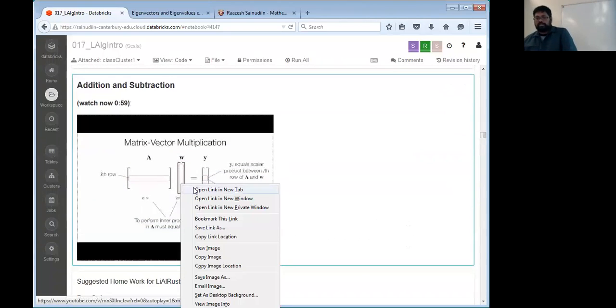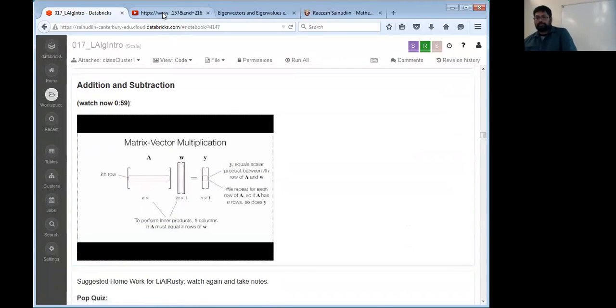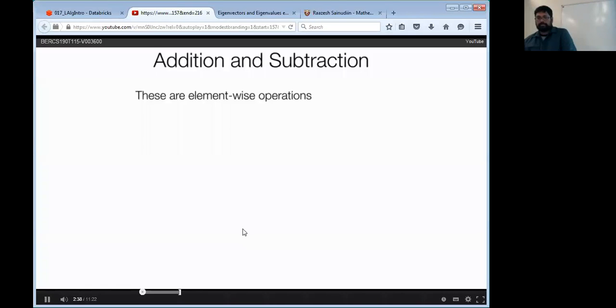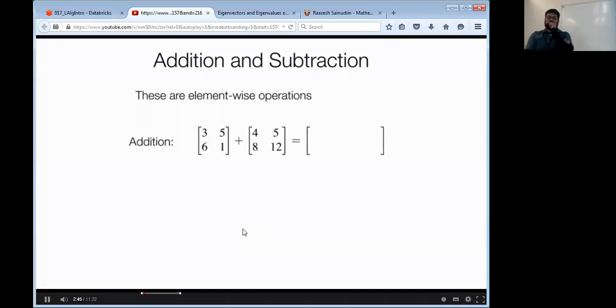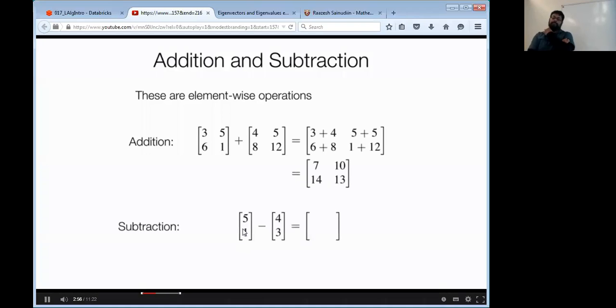Okay, so here is addition and subtraction. Next, let's talk about addition and subtraction of matrices and vectors. These are element-wise operations. For example, adding these 2 by 2 matrices, the first entry just equals 3 plus 4, which corresponds to the first entries of each of these matrices. The second one is 6 plus 8, and so on. Subtraction is the same, and in the context of two vectors, to get the first entry we just subtract 5 minus 4, and to get the second entry, we subtract 1 minus 4.